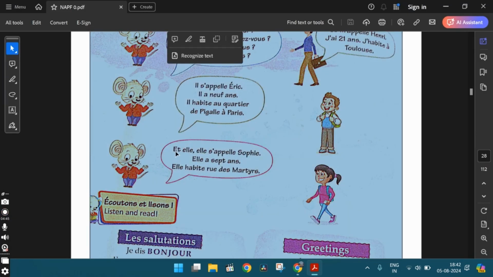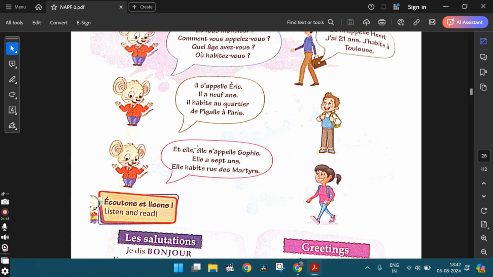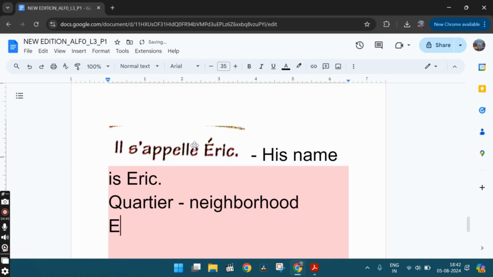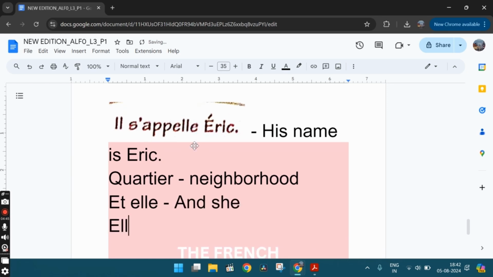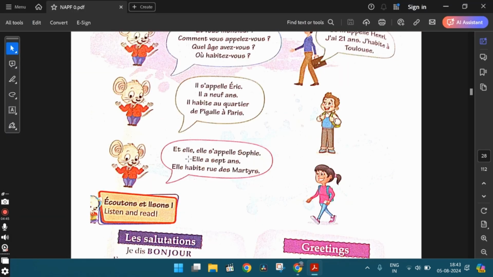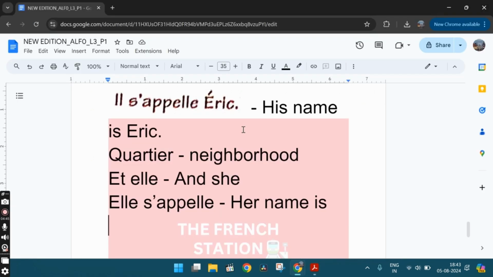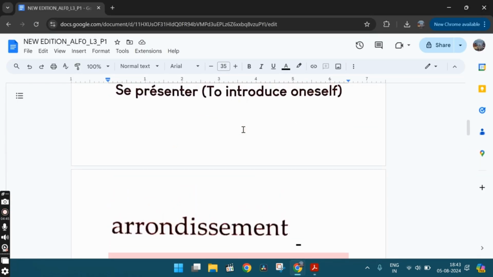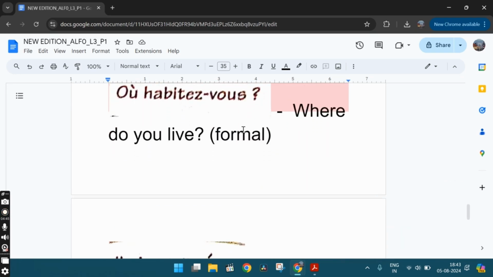Then Didu talks about this girl, et elle s'appelle Sophie. So when you say et elle, it means and she. And elle s'appelle means her name is. So Didu says, and she, her name is Sophie. And then Didu also says, elle a 7 ans, she's 7 years old. Elle habite rue de Martyr. She lives in a street by name Rue de Martyr. So these are some of the words and sentences or questions that you need to remember.